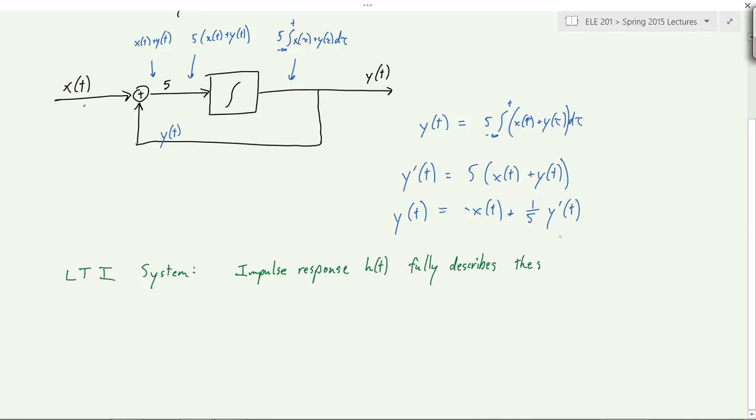And equivalently, since the impulse response fully describes the system, then equivalently the transfer function, which is the Laplace transform of this impulse response, H of s, fully captures the behavior of the system.